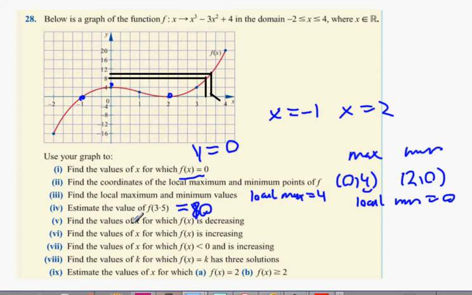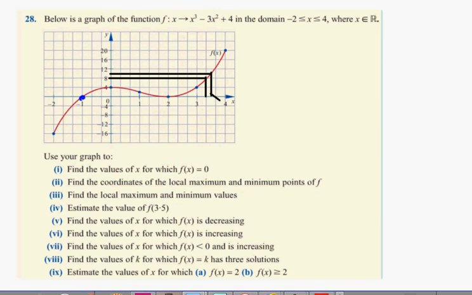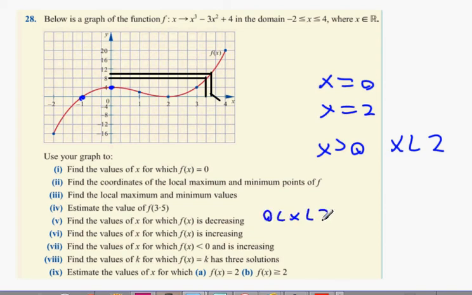Now, find the values for which f of x is decreasing. When is it on its way down? It starts at -4, starts at x equals 0 and ends at x equals 2. All the numbers between x equals 0 and x equals 2 can be written two ways: x greater than 0, x less than 2, or we can do it as 0 less than x less than 2. They mean the same thing.